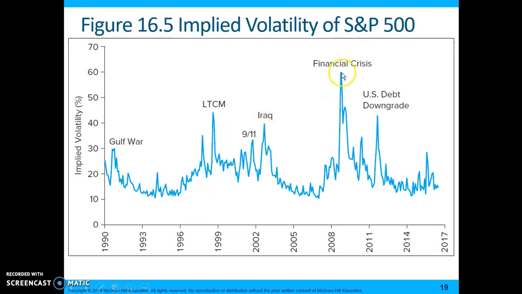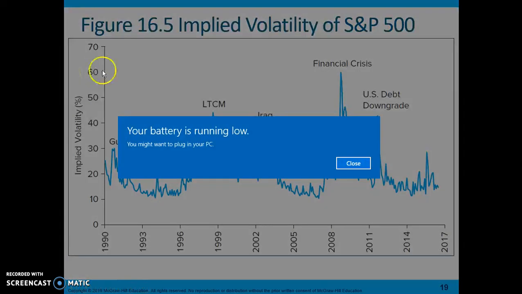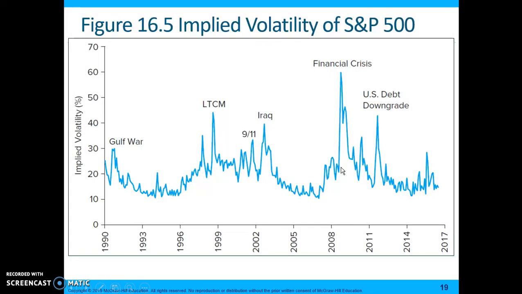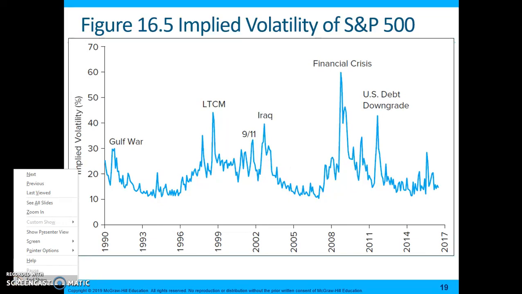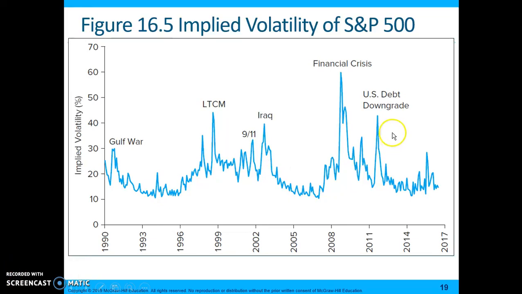The financial crisis, not surprisingly, was about as high as implied volatility got. And finally, here we see that when U.S. debt was downgraded, implied volatility went up to about 45%.